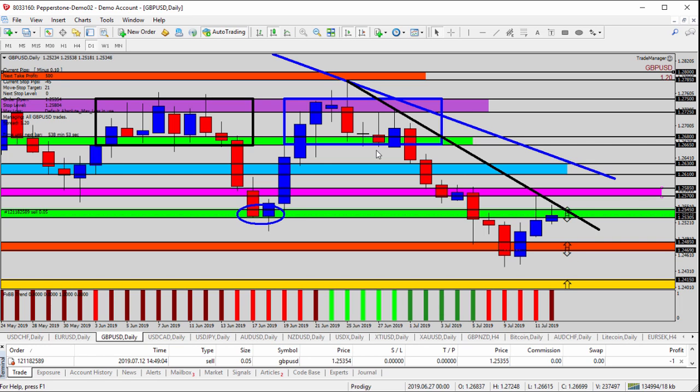If the dollar were to suddenly fall off, tank today, if there's poor news for the US or the dollar just falls off, or we see any good news for the UK, then we could see this turn right back around, break the green zone, the pink zone, and go back up. But for the time being, I don't see any real price action evidence that is going to do that.